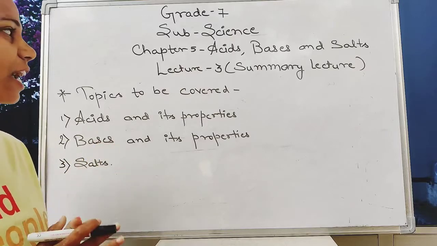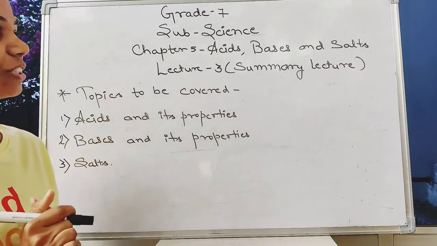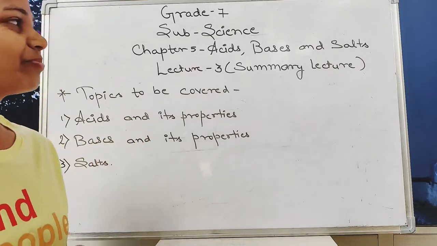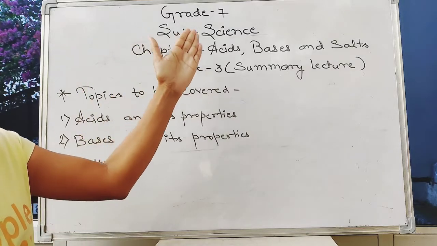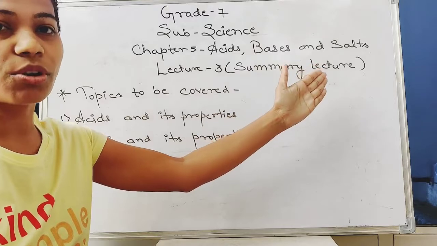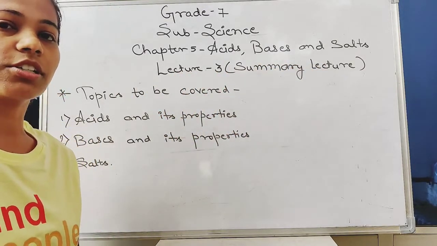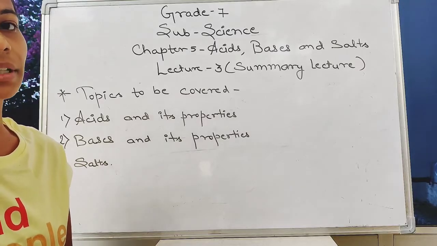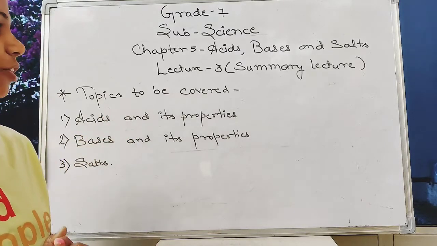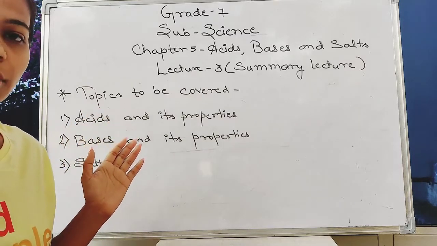Today we will start the summary lecture of the chapter, children. We had moved towards the end of the lecture. Grade 7, subject is science, chapter 5, acids, bases and salts. We will have the summary lecture of the chapter today. A very small topic, that is salt, is remaining. We will cover it here only, okay? And after that we will have a look over the summary of the thorough chapter.